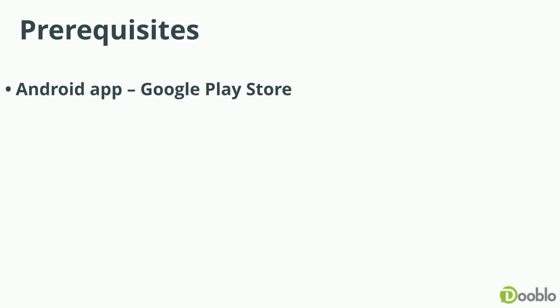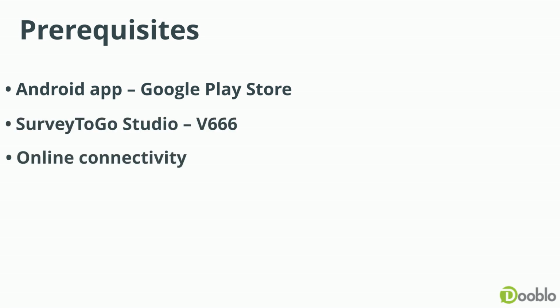In order to use geofencing and Geo Guidance, make sure to use the Google Play Store Android version of the Surveyors app, and that your studio is set on version 666 and above. For Geo Guidance, make sure to have online connectivity in order to use the map view. Let's start setting our geolocations.